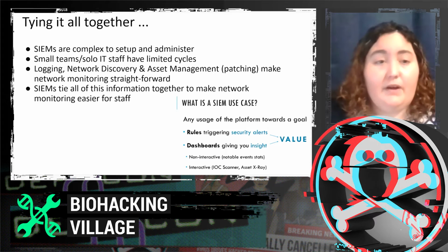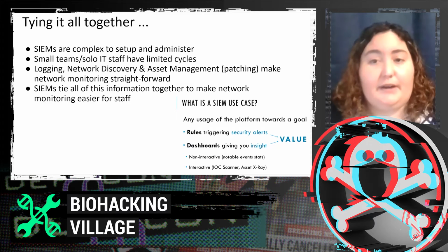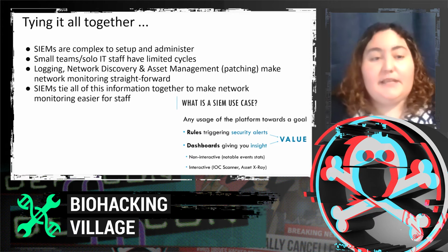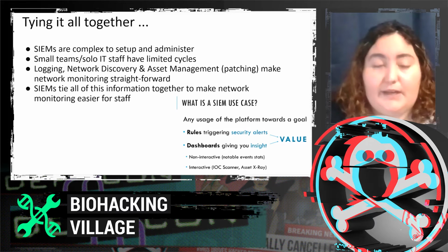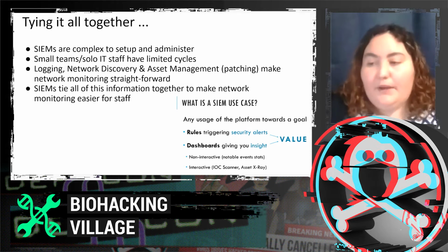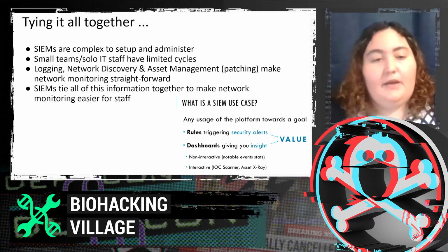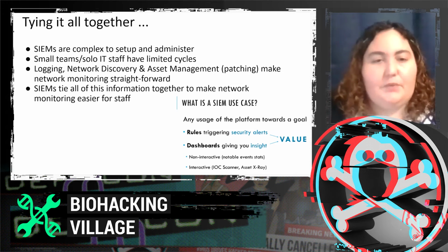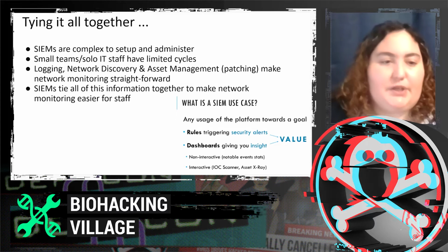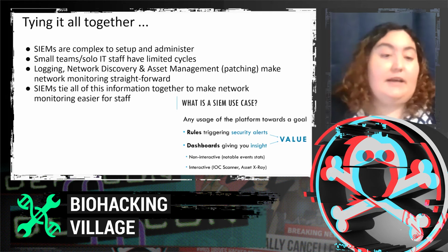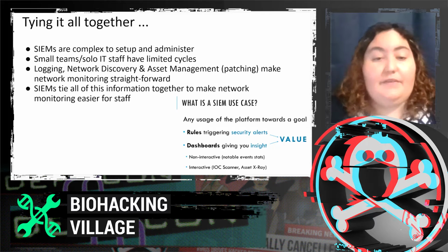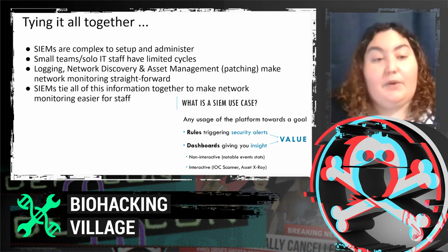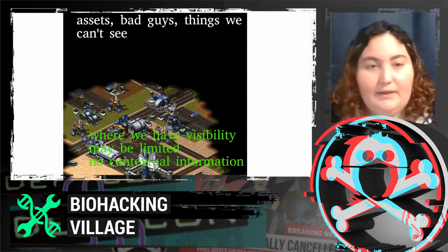So SIEMs are complex to set up and administer, and I understand. Small teams have limited cycles. I understand that as well. You're going to want to take your time to really fine-tune this to work for your particular infrastructure. And utilize a SIEM. It'll tie together all of the information and make network monitoring easy for your staff.